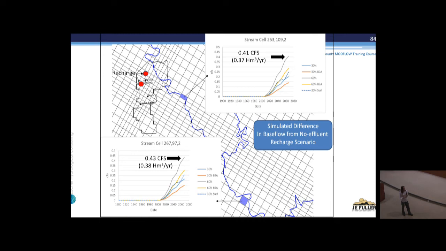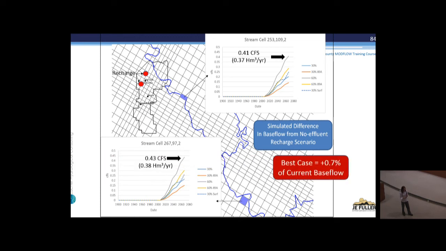And taking a look here, the maximum impact came from the scenario where we put maximum effluent into the Bitter Creek site down closer to the river. And that maximum impact at 2075 was 0.4 CFS of change in flow in the river. Here, farther down, the same scenario produced the biggest result and about the same amount of flow change. So this is compared with no effluent recharge. These are compared with baseline.